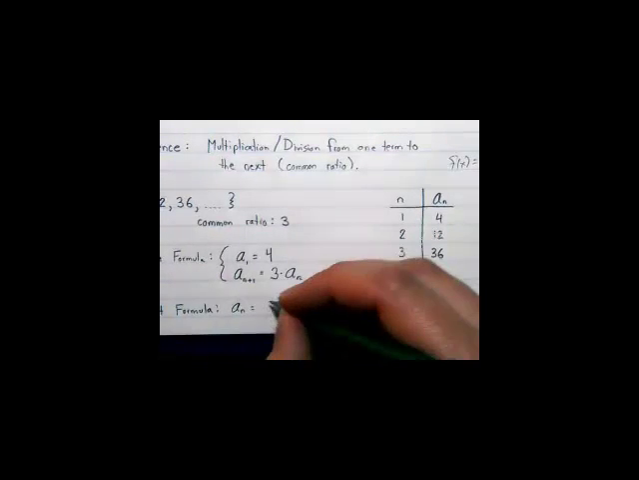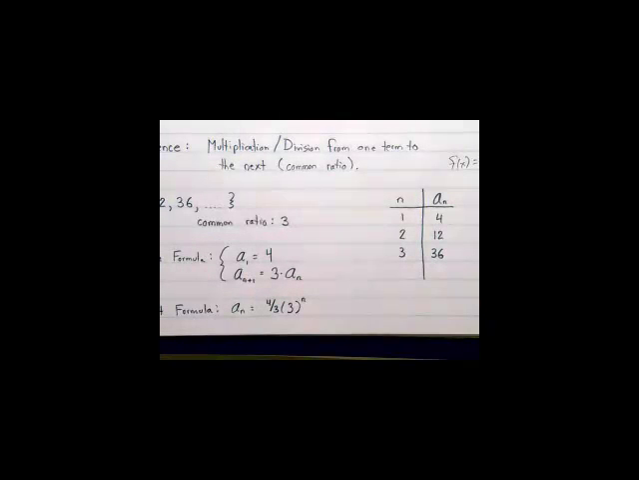4/3. You'd have to divide by 3, right, to go backwards. So this would be 4/3. And that should work. So try it once. If you plug in a 1, 4/3 times 3 to the first power, 4/3 times 3, that's 4, right? If you plug in a 2, 4/3 times 3 squared would be 4/3 times 9, and 4/3 times 9 is 12.